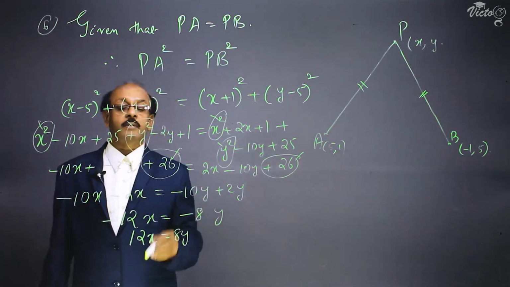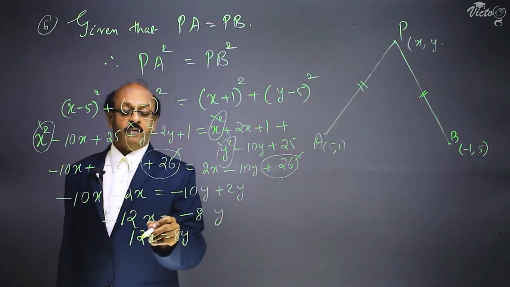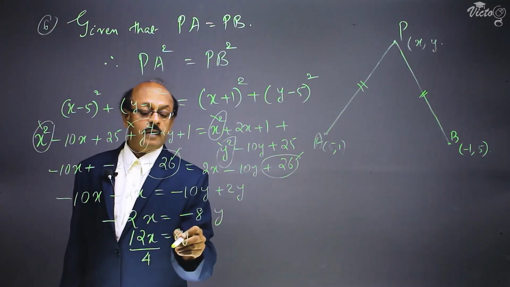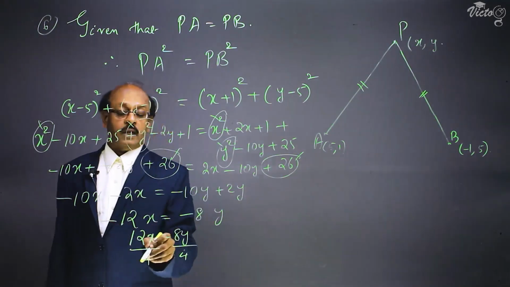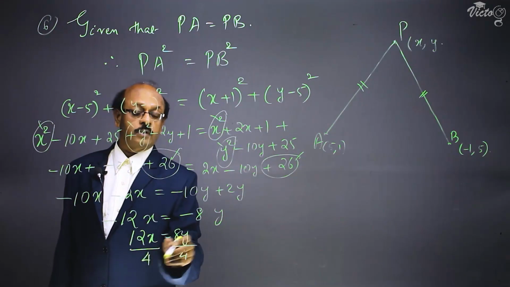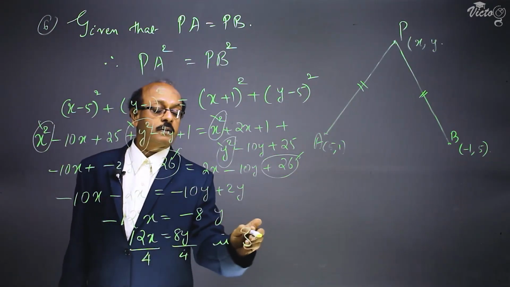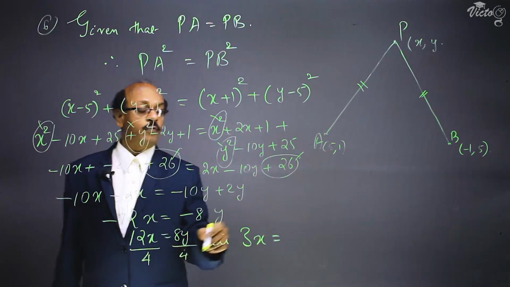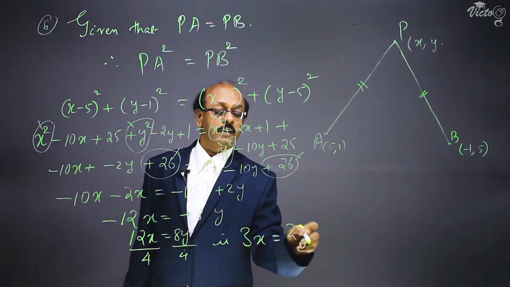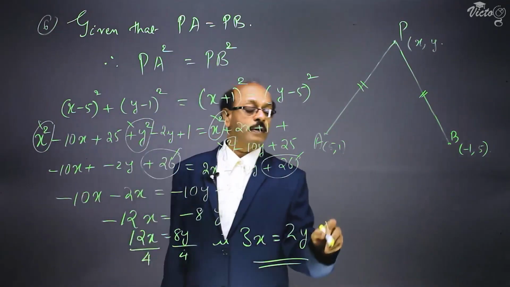We can divide both sides by 4. Dividing by 4, here also by 4. 12 by 4 is equal to 3, that is 3x is equal to 8 by 4, which is equal to 2y. This is the answer. Hence proved.